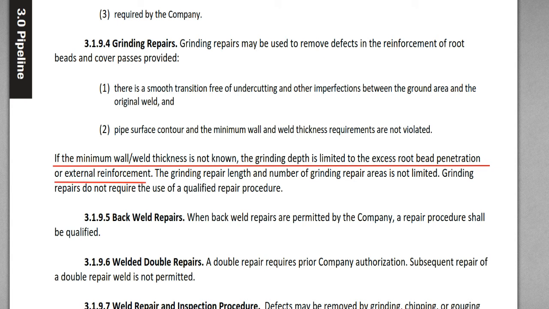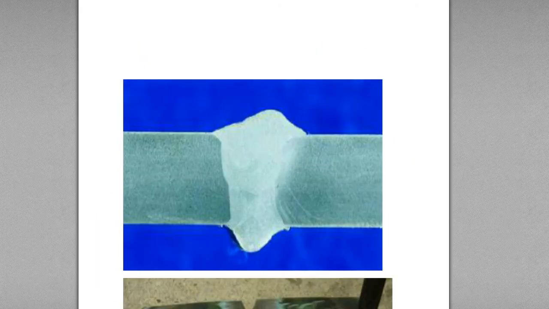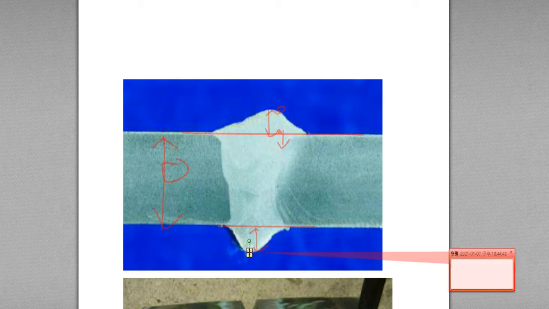If the minimum wall and weld thickness is not known, the grinding depth is limited to the excess root bead penetration or external reinforcement. If you don't know the thickness of the base metal, then the repair depth allowed is only from here to here. Do not penetrate it. The same thing applies here. If you don't know the thickness of the base metal, the grinding depth allowed is from here to here. Do not penetrate the base metal or weld metal.